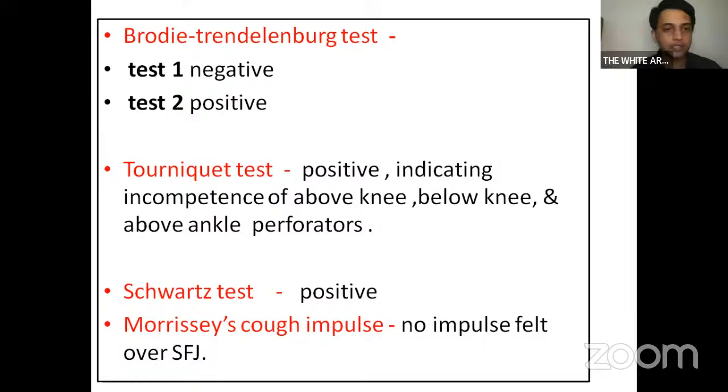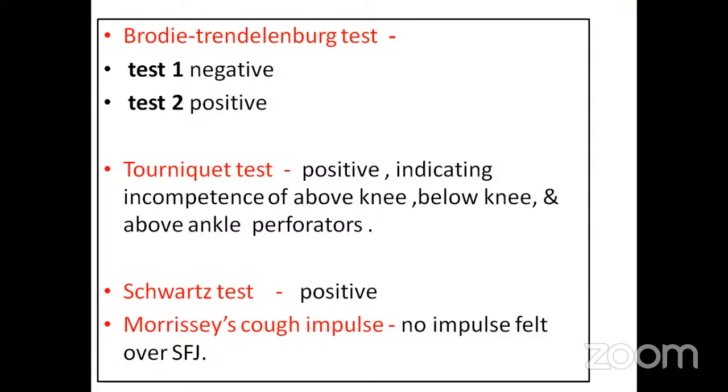So, multiple tourniquet test. Tourniquet tests we also use to assess perforator incompetence. In this we can use 3 or 4 tourniquets at different levels after emptying the veins, and then we make the patient stand and look for the filling of the blood in different areas. If blood is filling above the tourniquet, that means perforator incompetence is there. If it is filling below, then the below perforator incompetence is there.